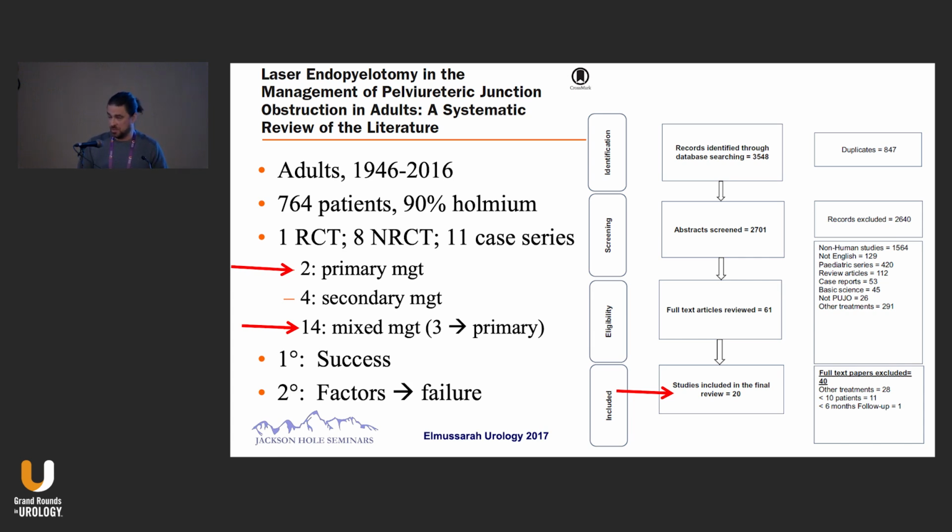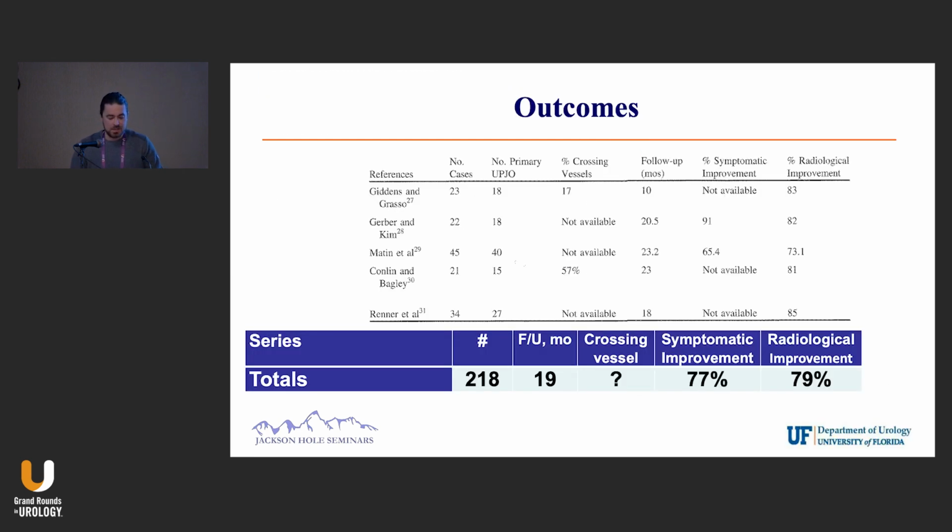Obviously, secondary management is, let's say you do a pyeloplasty on someone and they fail. You can go back up and then cut that area. I'm not going to talk about that data. That data is not clean at all, but it is an option before going back to a salvage pyeloplasty. But they had 2 in the primary management, and then they had some papers that included mixed management, so 3 of those actually had enough numbers for primaries. And they looked at success rates, whether it was symptoms or radiology success rates, and then factors that may lead to failure.